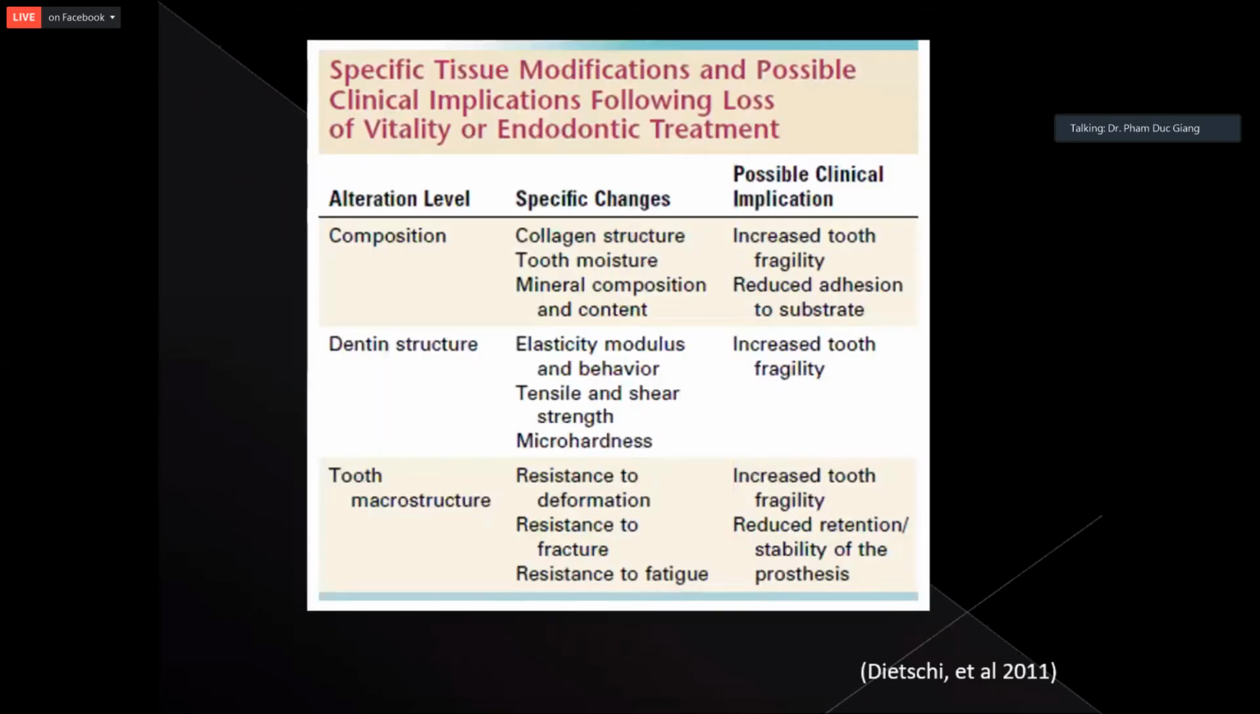So the changes in the tooth structure usually involve a change in the composition and the dentin structure, and changes in fracture resistance. These are all sorts of changes in the structure of the root dentine after root canal treatment.